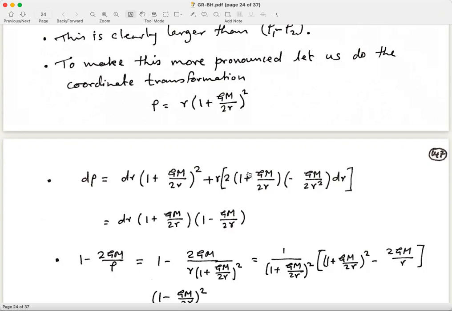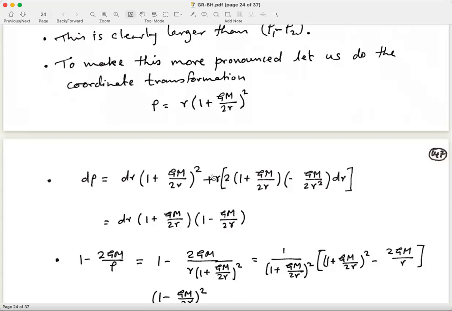So 1 plus GM upon 2r can be taken common, so you can take that factor out. Then you have 1 plus GM upon 2r coming from here, and this thing with 2 times r cancelling 2r here, this is minus GM upon r. So 1 plus GM upon 2r minus GM upon r is 1 minus GM upon 2r. That's how this expression comes about.